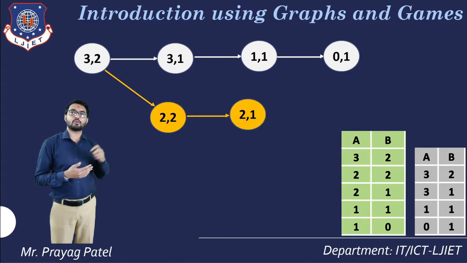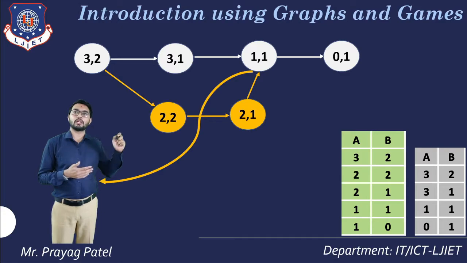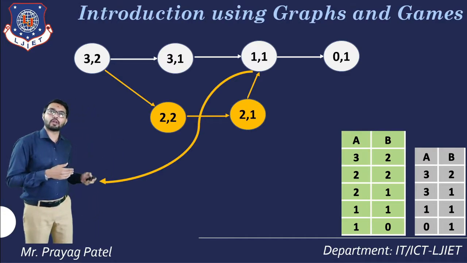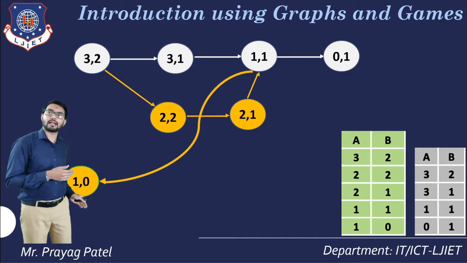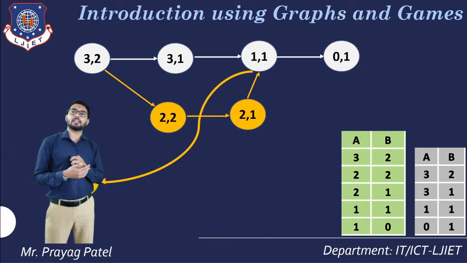Then consider the next node as 2-1. From the 2-1 node consider the next option as 1-1. After 1-1 consider the last option as 1-0. So here the last node is 1-0. Now consider another option.